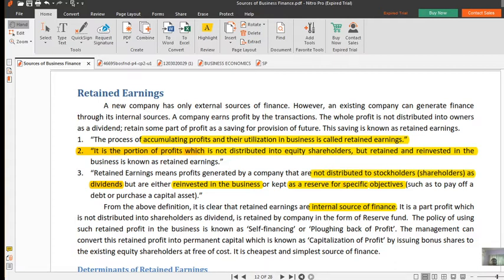Retained earning is the cheapest and simplest source of finance. Then why is it cheapest? Because the company does not require to pay any amount, any cost, for raising capital as retained earnings. That's why it is the simplest and cheapest source of finance.